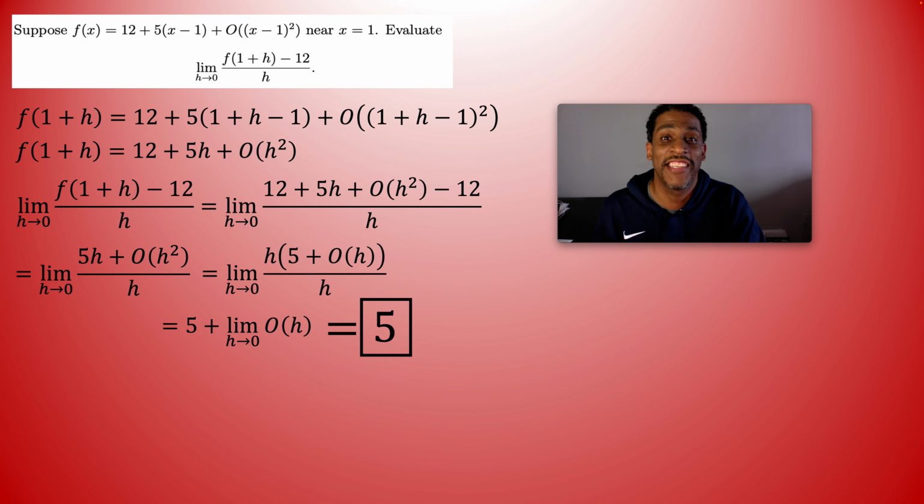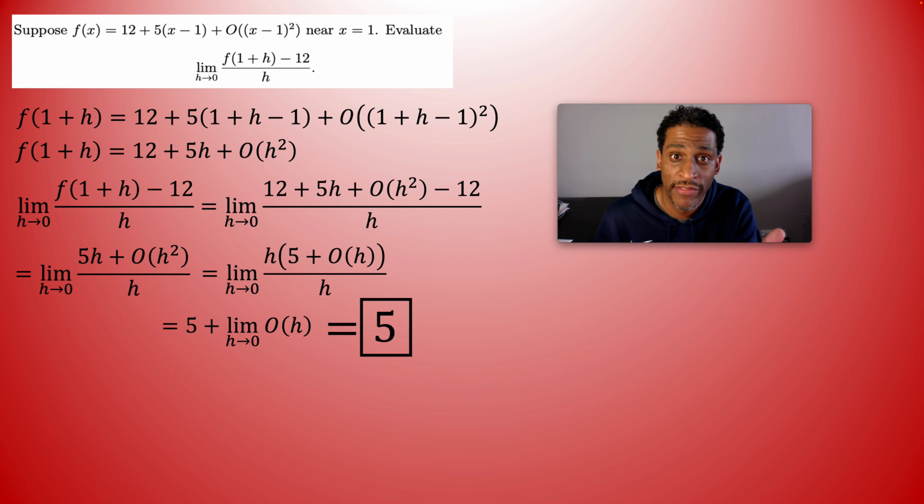But we could have done this in under 10 seconds. This question could be answered in under 10 seconds if you recognize what you're being asked to evaluate as a derivative, right? It has that feel to it: f of x plus h minus f of x, all over h. It's a derivative. And so, specifically, it's the derivative at x equals 1.